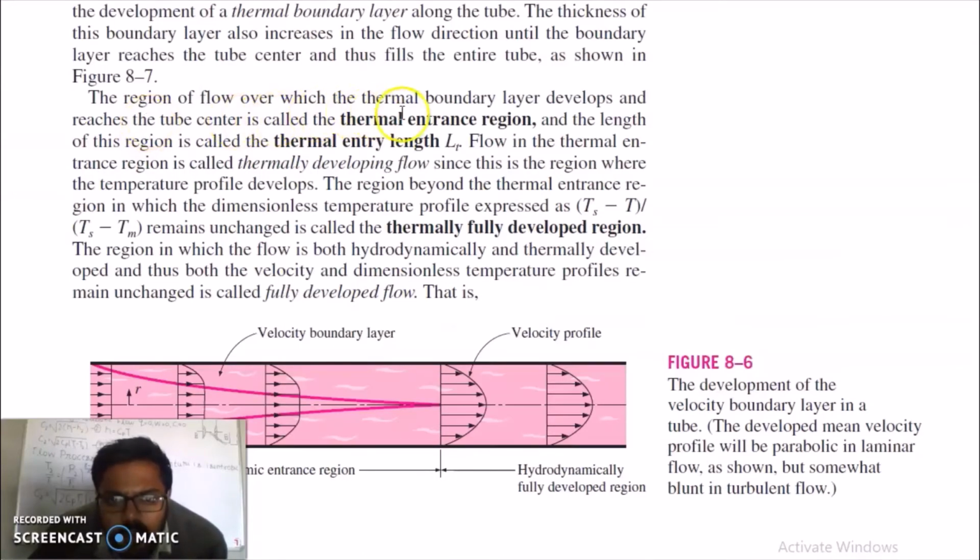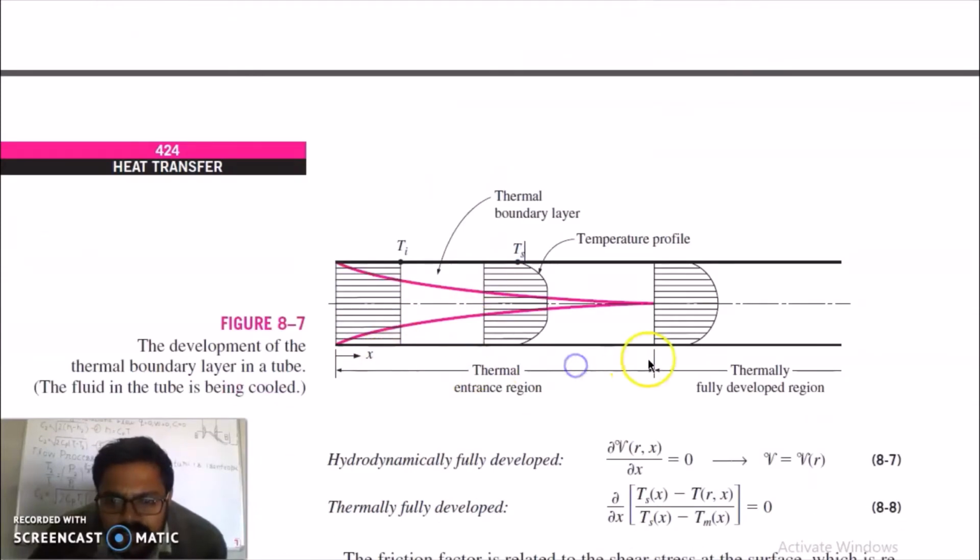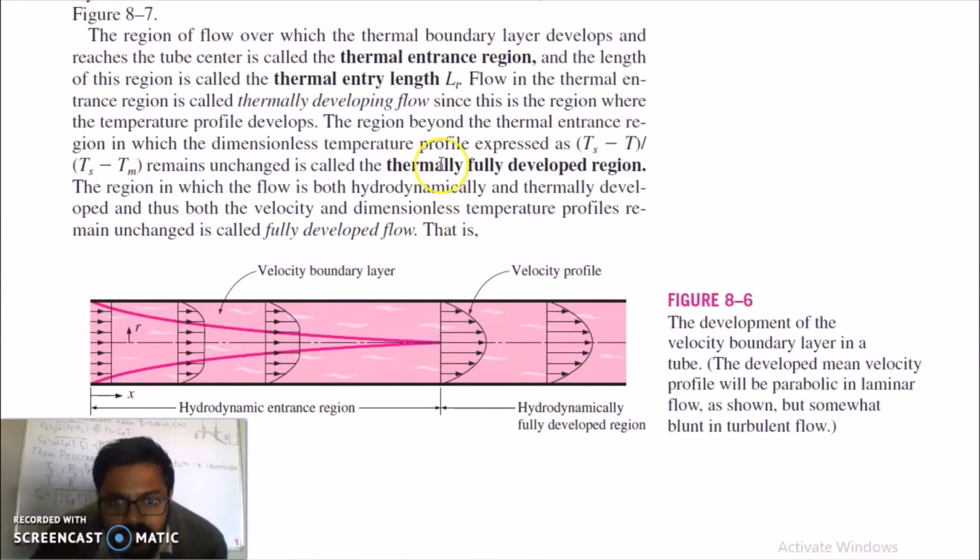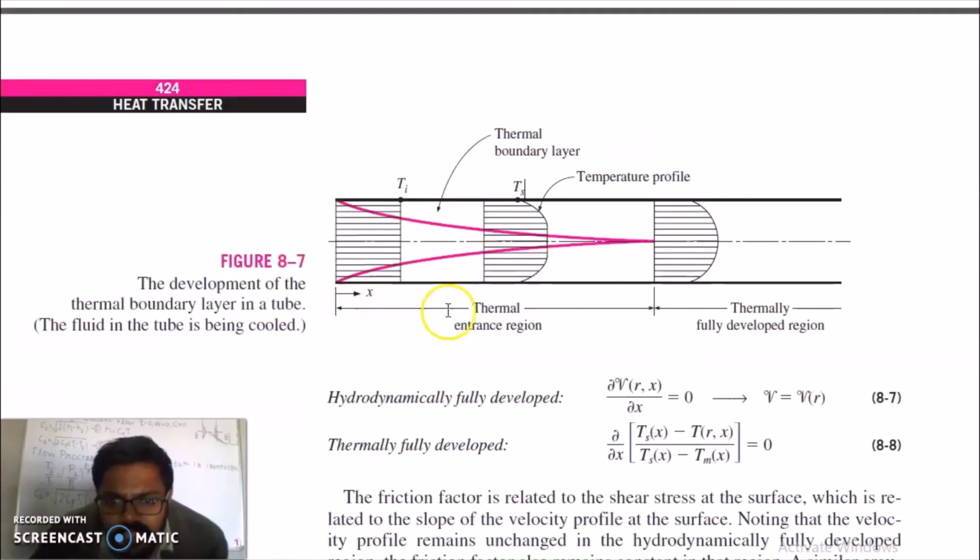The region of flow over which the thermal boundary layer develops and reaches the tube center is called the thermal entrance region. So this region is your thermal entrance region, and the length of this region is called the thermal entry length LT. So this length is called LT.